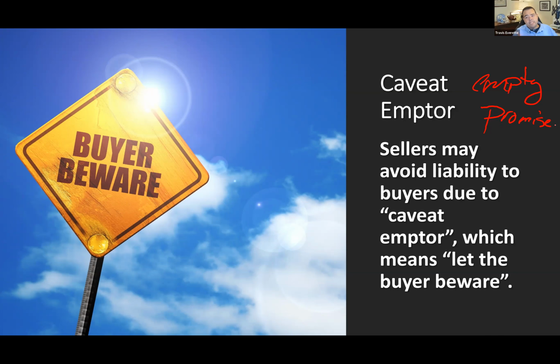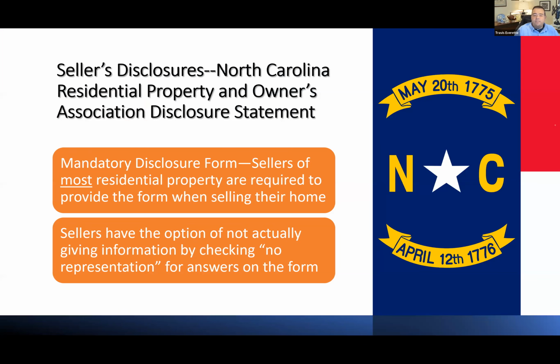So it seems like this should be a very short section. How many of y'all feel like, okay, I got that. They don't have to tell them anything. How many of y'all feel like you got that covered now? Sellers don't have to tell buyers anything, right? No more to it. There is more to it, because the state likes to be confusing.